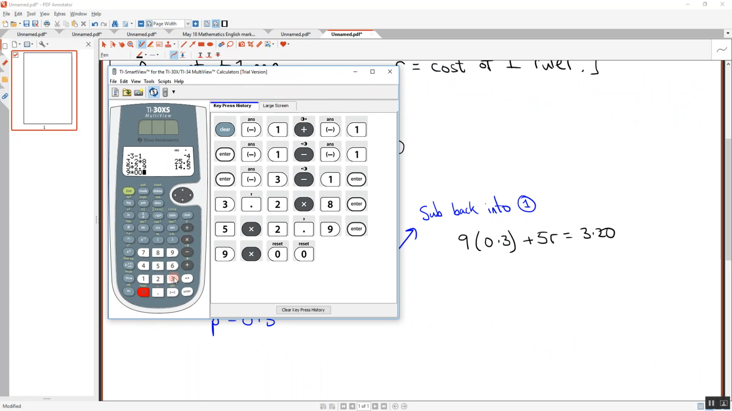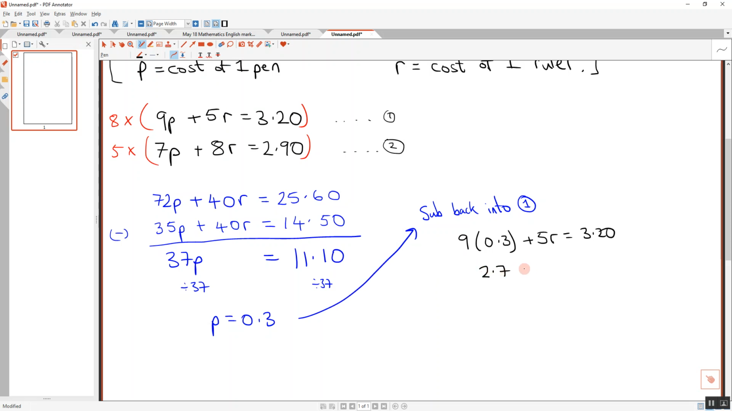So if I just work this out for this equation, 0.3 times 9 is 2.7. At this point, yep, good. Subtract 2.7 from both sides. I get 5r equals what? Liam? 0.5. So r equals 0.1.